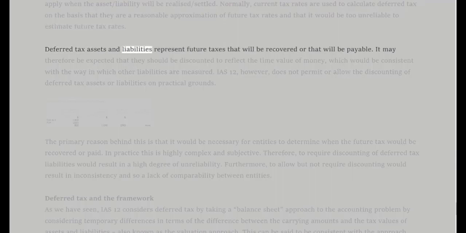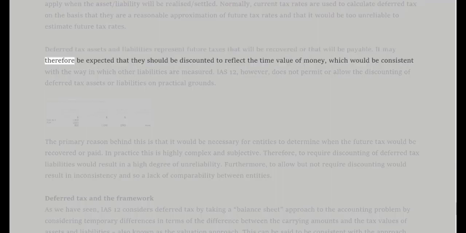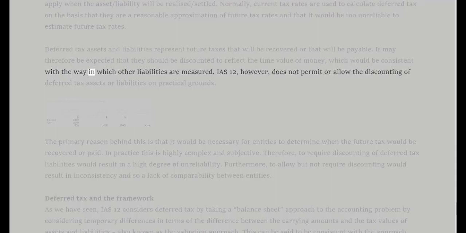Deferred tax assets and liabilities represent future taxes that will be recovered or that will be payable. It may therefore be expected that they should be discounted to reflect the time value of money, which would be consistent with the way in which other liabilities are measured. IAS 12, however, does not permit the discounting of deferred tax assets or liabilities on practical grounds.